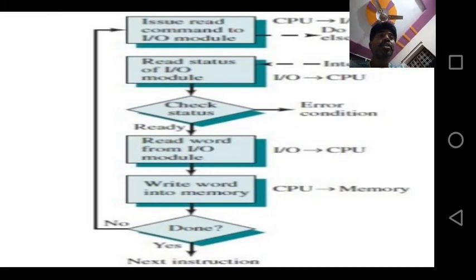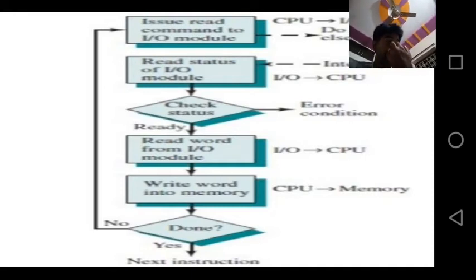So issue read command to IO module means the CPU sends a command to the IO module, the IO interface. Then read the status of IO module. Then interrupt: the IO interface sends a request to the CPU.